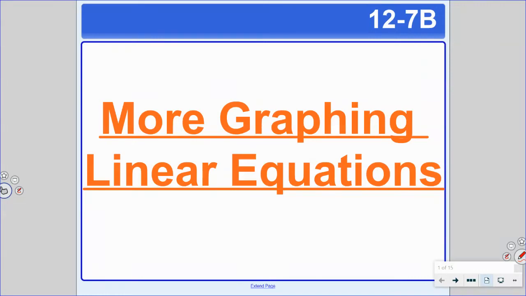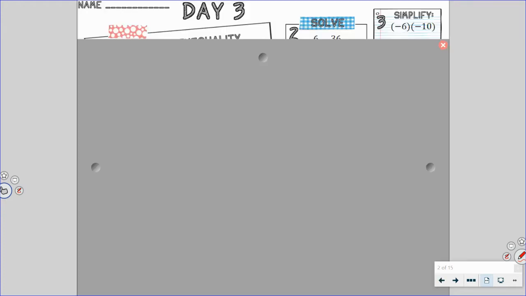Welcome to another lesson on graphing linear equations. That's chapter 12, lesson 7. I may or may not put all of these onto the computer. If I did, go ahead and check Google Classroom, and I would invite you to first complete day 3. I might also put day 5, I'm not sure. And then come on back and check your answers.